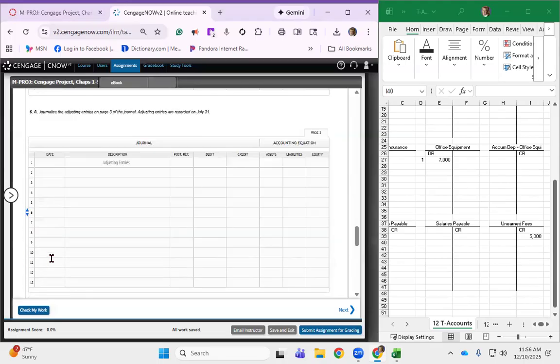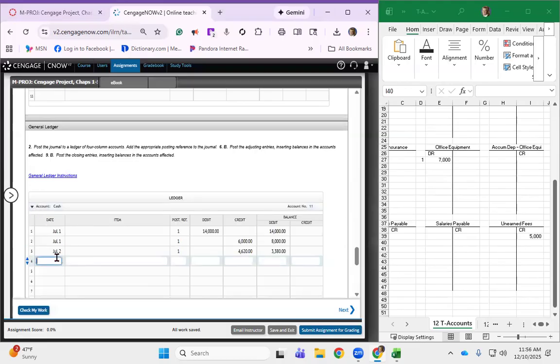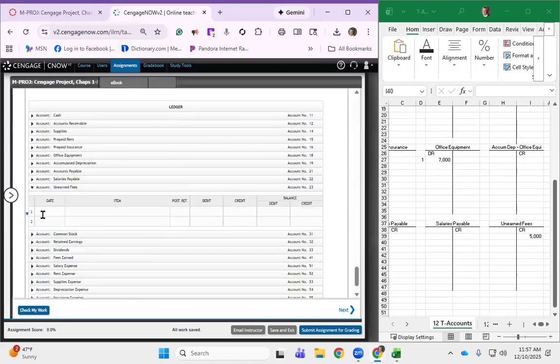Let's go to cash. This time cash will be going up. Okay, so this is July 4th. Page 1. Make sure you debit cash. Make sure you add cash to the total you just put in. 8380. That's what I got. Close cash. Go down to unearned fees.